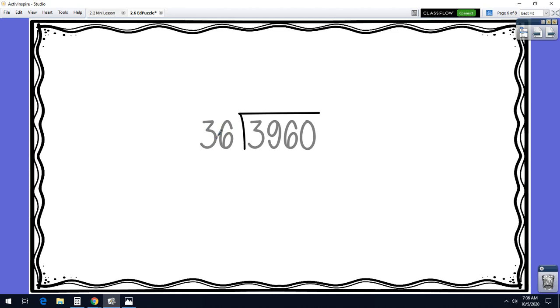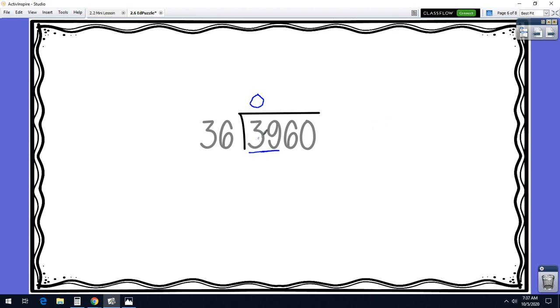Will 36 fit into these 3,000s? Well, I can't break 3,000s into 36 parts. 36 is too big. So again, I'm going to use my placeholder 0. Don't skip that step, because if we start putting numbers in the wrong place values, it's going to become confusing to us later. This next one I can do mentally. 36 I know will fit into 39.